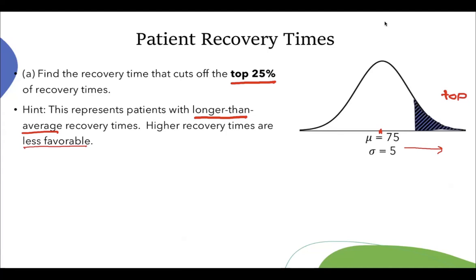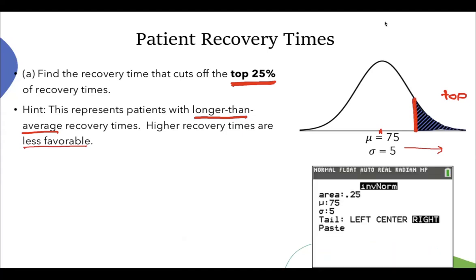So let's do our best to shade the top 25%. And this is going to be the area to the right of this vertical line. And the question's asking us to figure out what that recovery time is on that vertical line. So we're going to do 0.25 on the calculator, 75 and 5 as our mean and standard deviation. And we want to make sure we choose the right direction. That is to the right, because we're talking about the top of the curve. And hit enter.